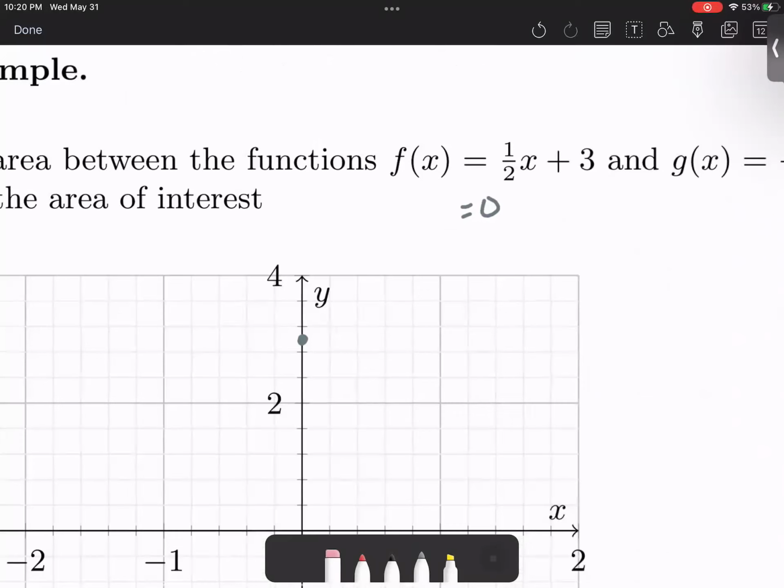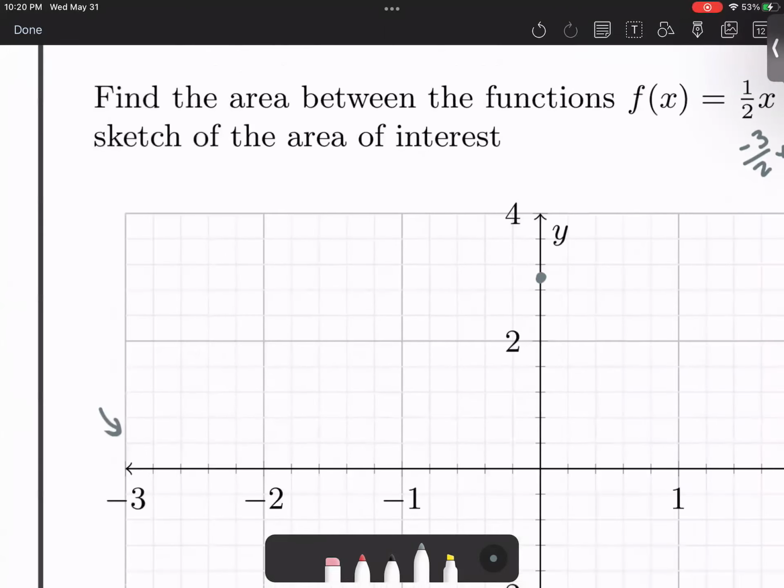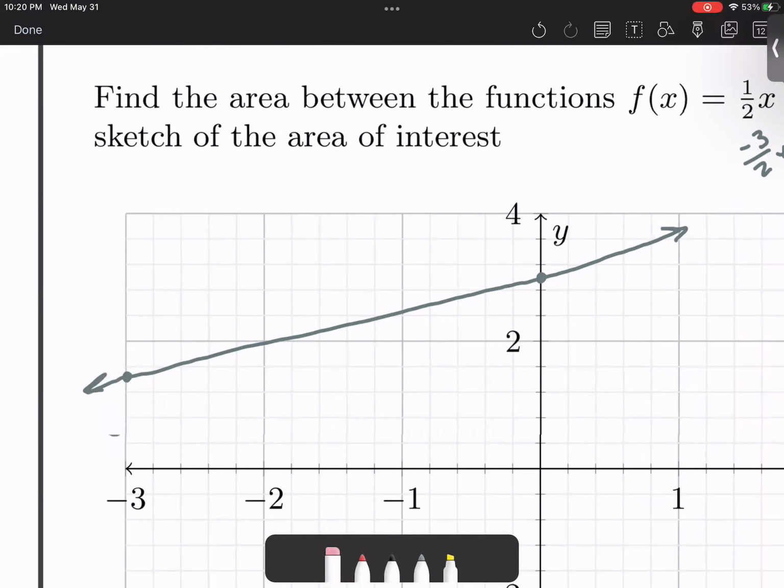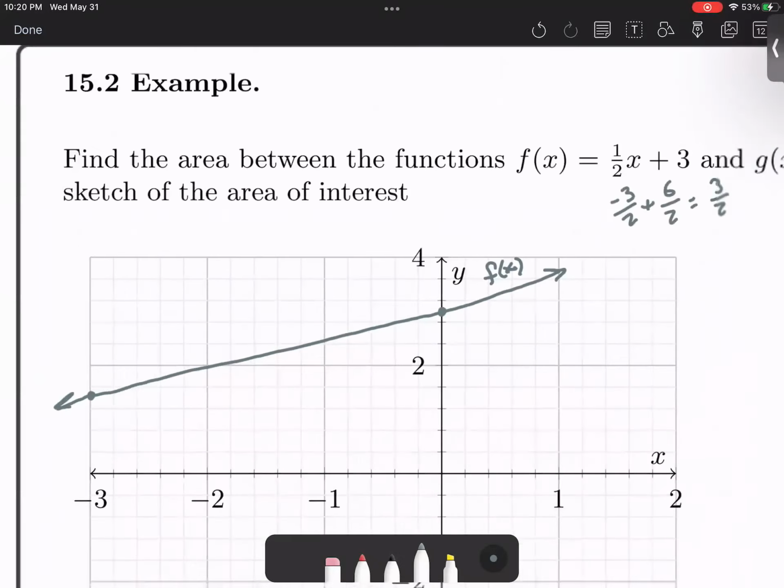If you plug in a -3 here, you get -3 over 2 plus 3. Let's write that as 6 over 2. That gives us a 3 over 2 or a 1.5. So we're at 1.5. We're right there. All right. And this was f of x. Cool.